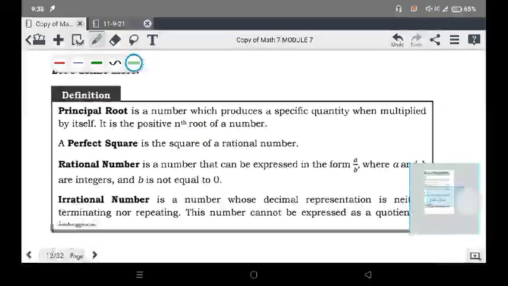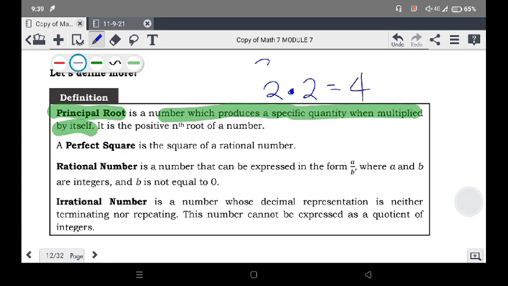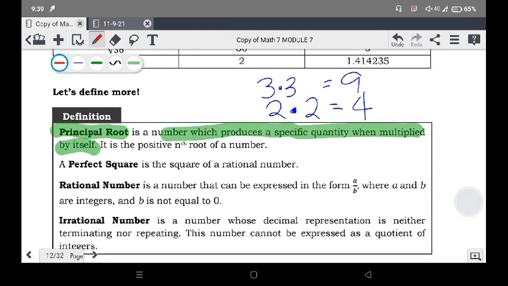Let's define more. What is the principal root? It is a number which produces a specific quantity when multiplied by itself. It is the positive nth root of a number. So say for example, you have 2 times 2. The answer there is 4. Or you can also have 3 times 3. You have there 9. Therefore, that number here was produced by 3 times 3.